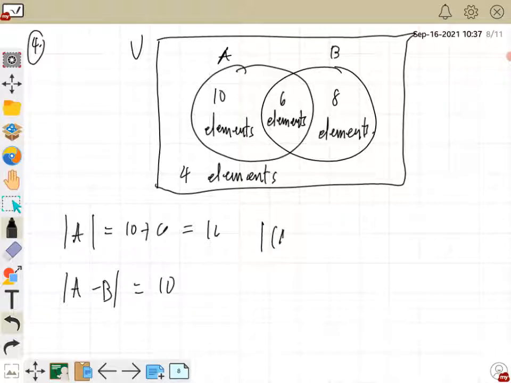How many elements in A intersection B? That's 10 plus 6 plus 8. That gives us 24. Okay.